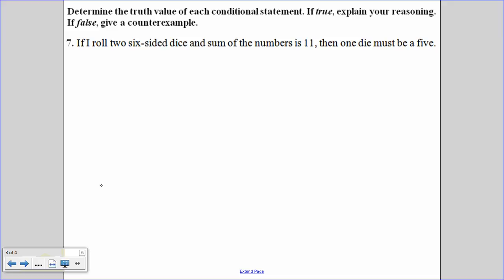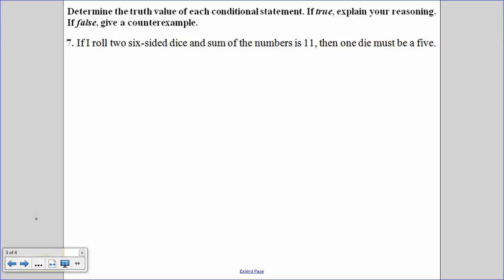The directions for this section say, determine the truth value of each conditional statement. If true, explain your reasoning. If false, give a counterexample. So on number 7, if I roll two six-sided dice and the sum of the numbers is 11, then one die must be 5.